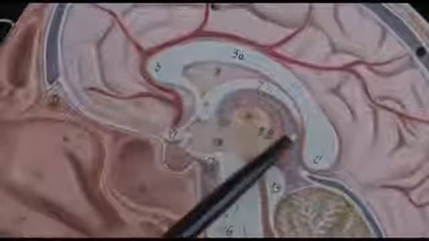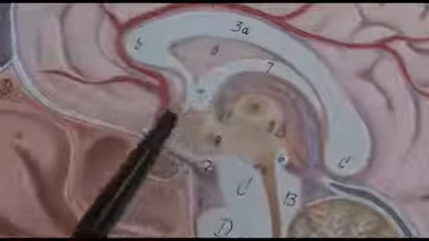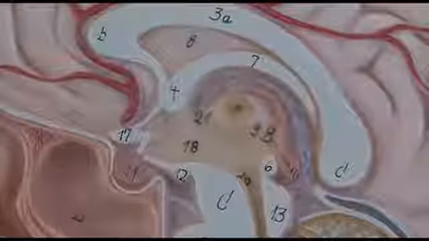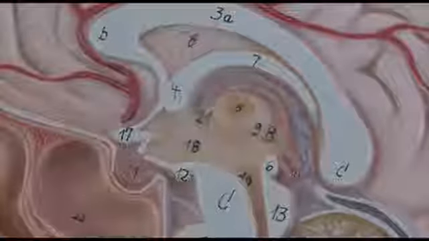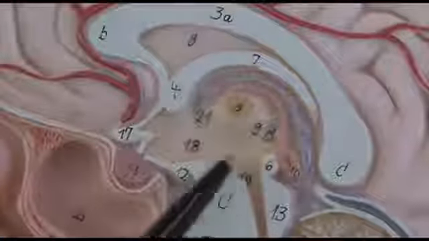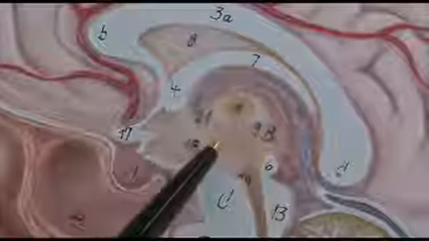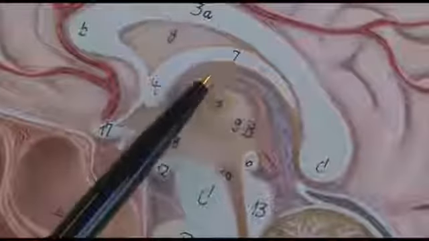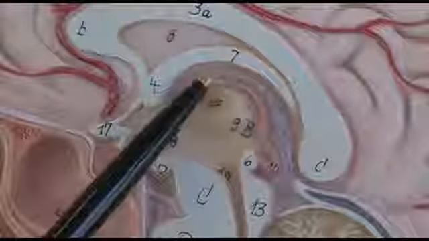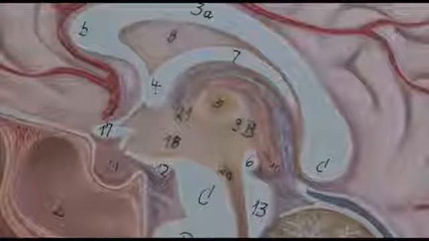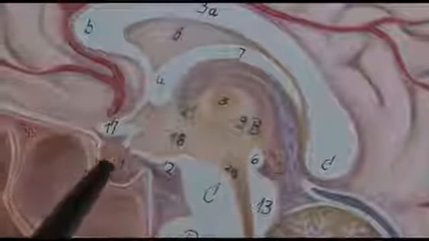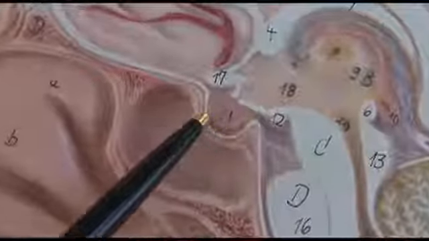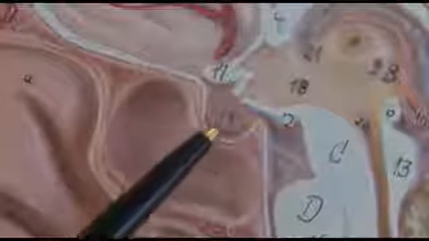This area here is called the diencephalon, containing the thalamus, the hypothalamus and the pineal body. And this is also on this model the area of the third ventricle, containing cerebrospinal fluid, which is produced by this structure here called the choroid plexus. Here we see the pituitary gland, located in the pituitary fossa of the skull.